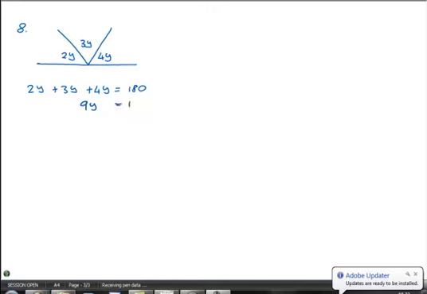Let's do number 8. As it's a straight line, which means it's 180 degrees. So y is 20 degrees. Simple as that. Not difficult. Okay.